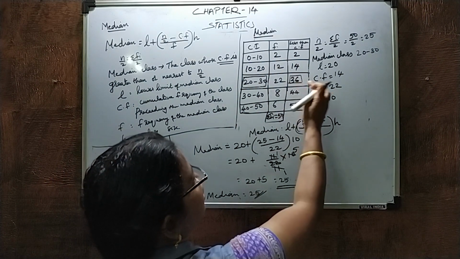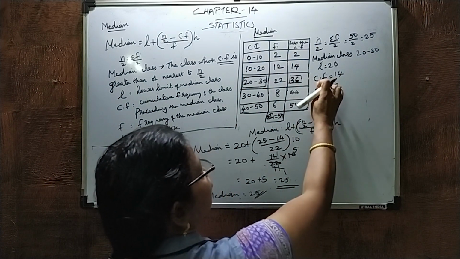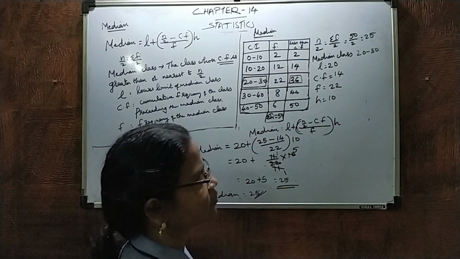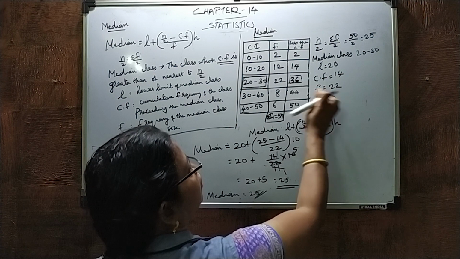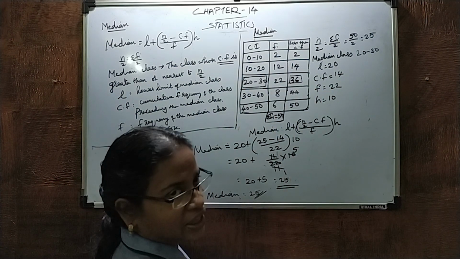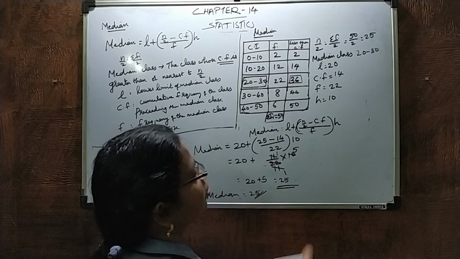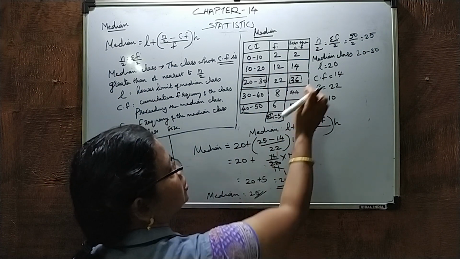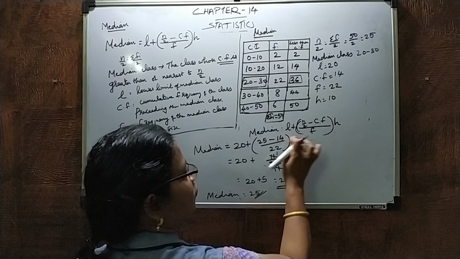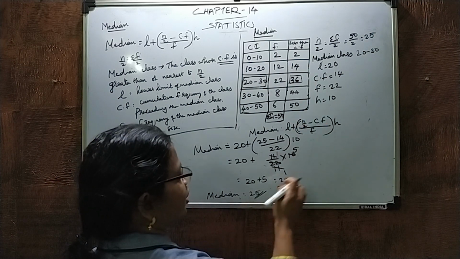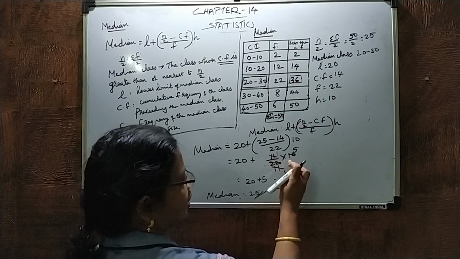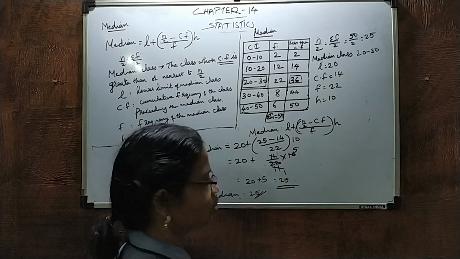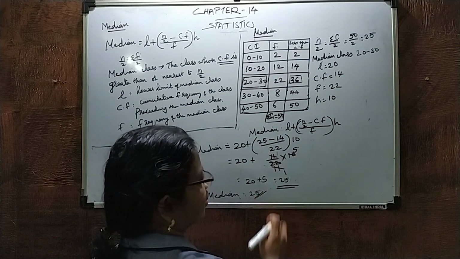Then next, you have to find out CF. CF means the cumulative frequency preceding the median class. It is 14 you will get. The next one, the frequency of the median class, F. And then the class size, it is 10. Then we use the formula: L plus, it is 20 plus 25 minus, and all the things are given. Cancel it, 11, and here 10 into 5 into 2 is 10, 11 into 2 is 22, 11 1 is 11, 11 1 is 11.